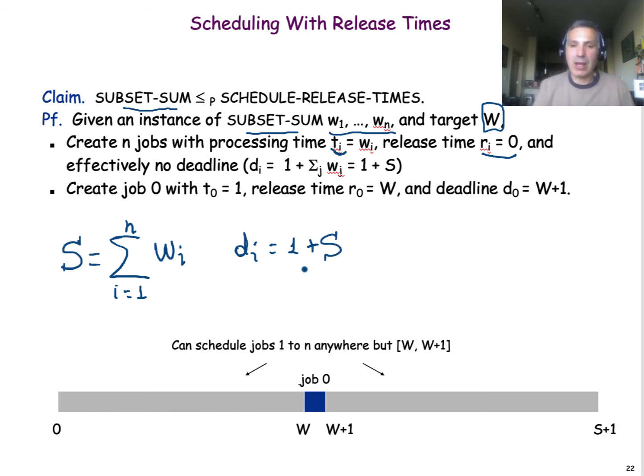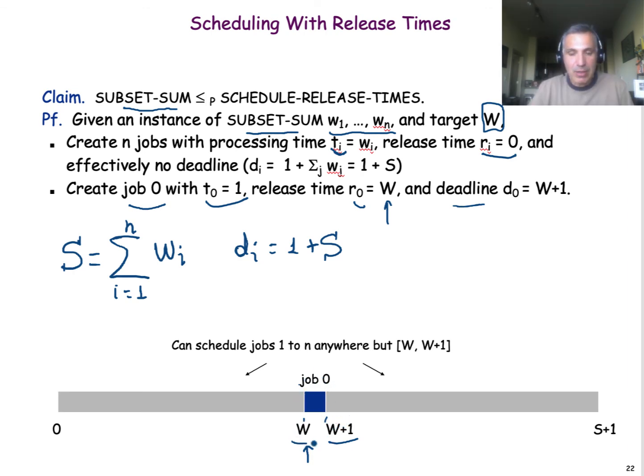Now, what makes the construction interesting is that we are adding one more job, a special job. Let's call it job 0. That job has a processing time of only 1 unit, and we release it at this very special time W, which is the target sum in the subset sum problem. And we also set the deadline for that special job to be W plus 1. So this job basically has to be executed at the time between W and W plus 1 because it is not available before W and it will miss its deadline after W plus 1.